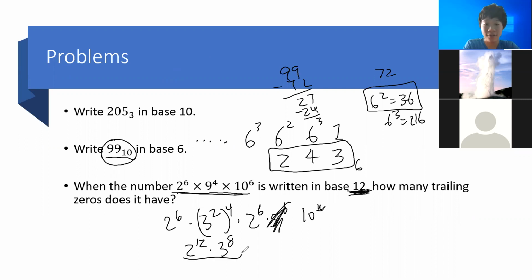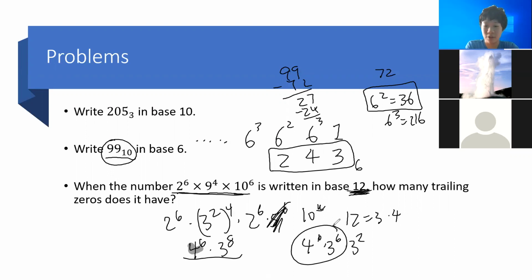So we want to find how many powers of 12 are in here. Well, 12 equals 3 times 4. So let's turn this 2 to the 12th into a power of 4, 4 to the 6th. 4 to the 6th times 3 to the 8th. Well, it's going to be 4 to the 6th times 3 to the 6th times 3 squared. These are going to clump together to equal 12 to the 6th times 3 squared. 6 powers of 12, so 6 zeros at the end of this thing, okay, in base 12. Okay, any questions? The last one was kind of like problem solving with bases.